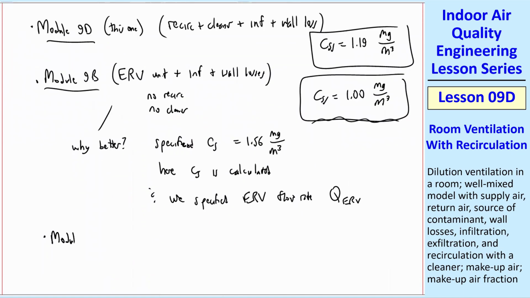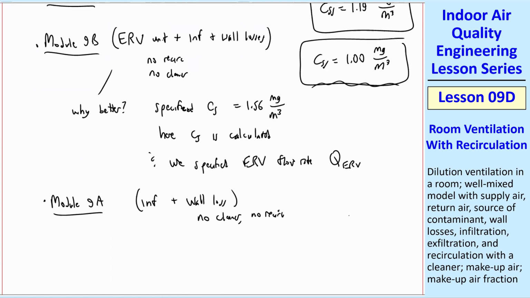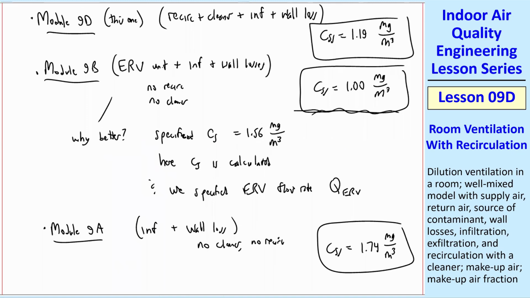If we go back further, module 9A, that one had infiltration and wall loss, but there's no cleaner and no recirculation. So we would expect this one to be worse. And in fact, if you look back, CSS was equal to 1.74 milligram per meter cubed. So when we added the ERV to this case, we got much improvement.